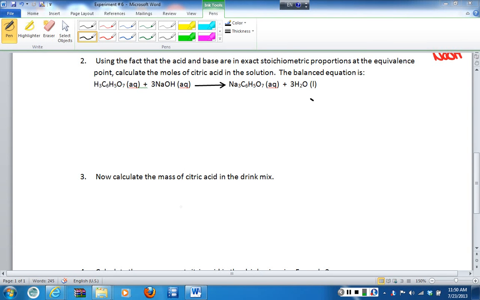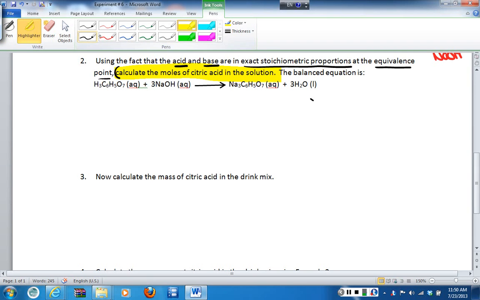Okay, for the second part of the question for experiment number 6, we see that we have an equivalence point. The equivalence point tells us that the acid and the base are in exact stoichiometric proportions. If you recall, I mentioned that this is what we're going to use to our advantage in order to determine the number of moles of citric acid and the amount of citric acid in our drink mix. So, for this particular question, it wants us to calculate the moles of citric acid in the solution.